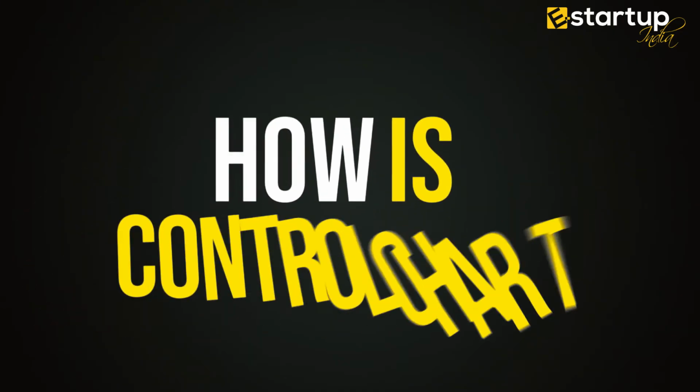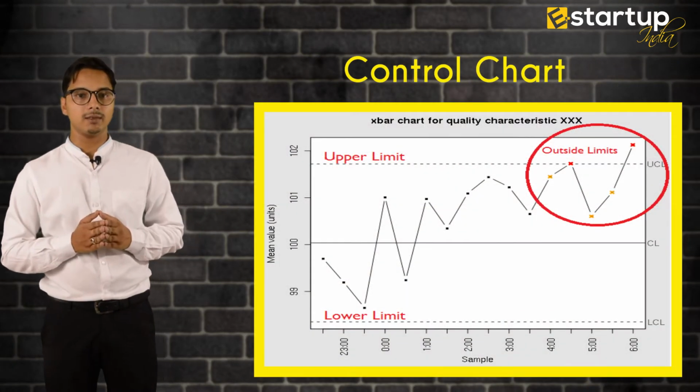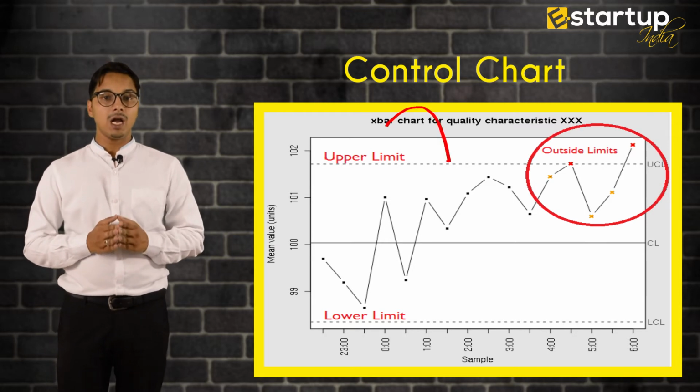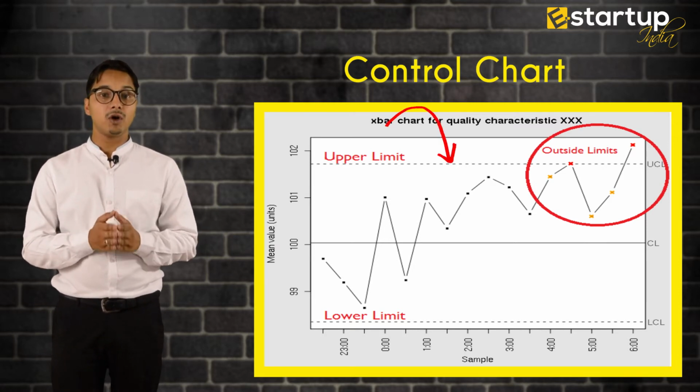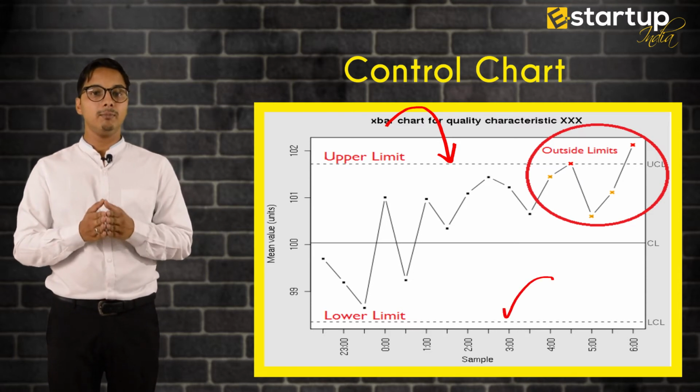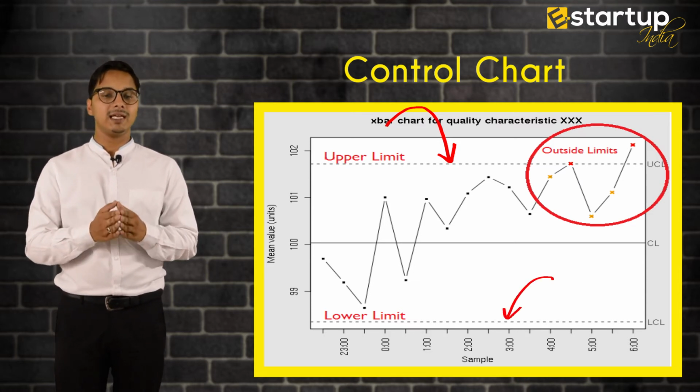How is a control chart constructed? The following steps are taken to create a control chart. Draw a line to represent the upper limit, above which measurement will not be accepted. Draw a line to represent the lower limit, below which measurement will not be acceptable.